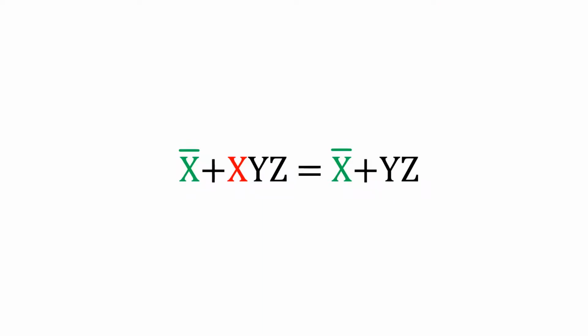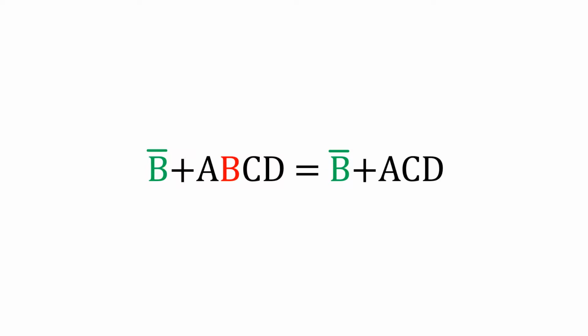Not X or X, Y, Z. Not X was quite happy on its own, but it has its imposter in the ANDed term, the X. So we get rid of X, so the function is not X or YZ. Not B or A B C D. The not B was quite happy as it was, but then it had its imposter in the ANDed term, so we need to get rid of the B, so that's equal to not B or A C D. Similarly, B or A ANDed with not B and C and D, the not B is the imposter, so we get rid of that.